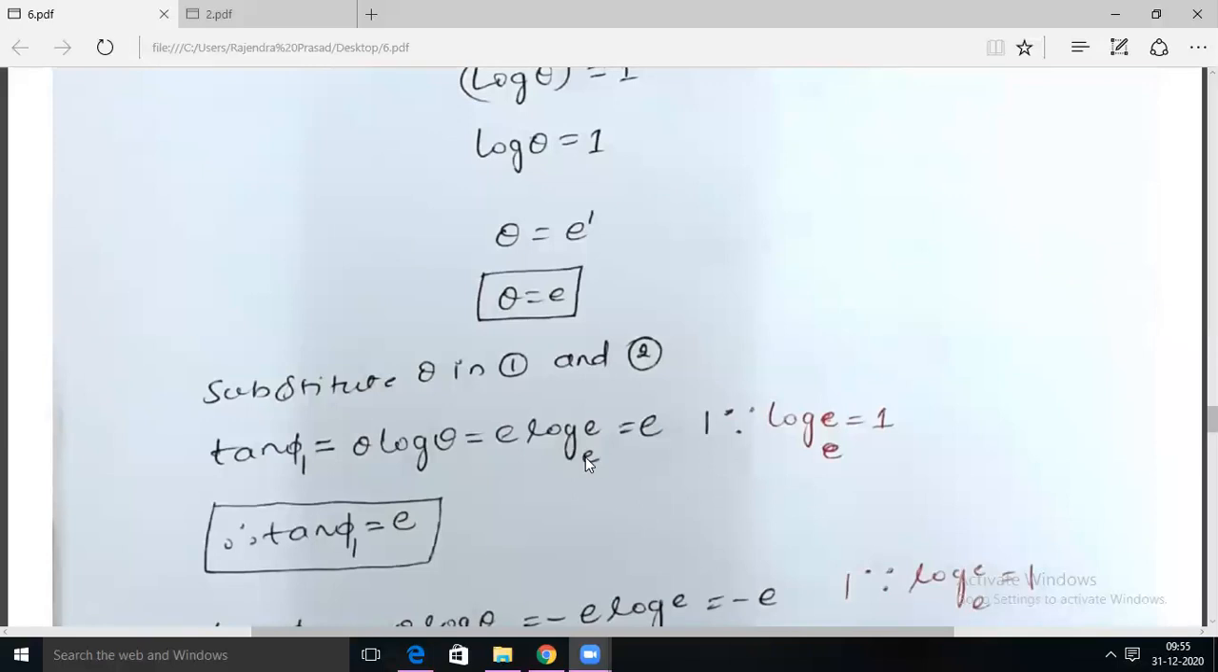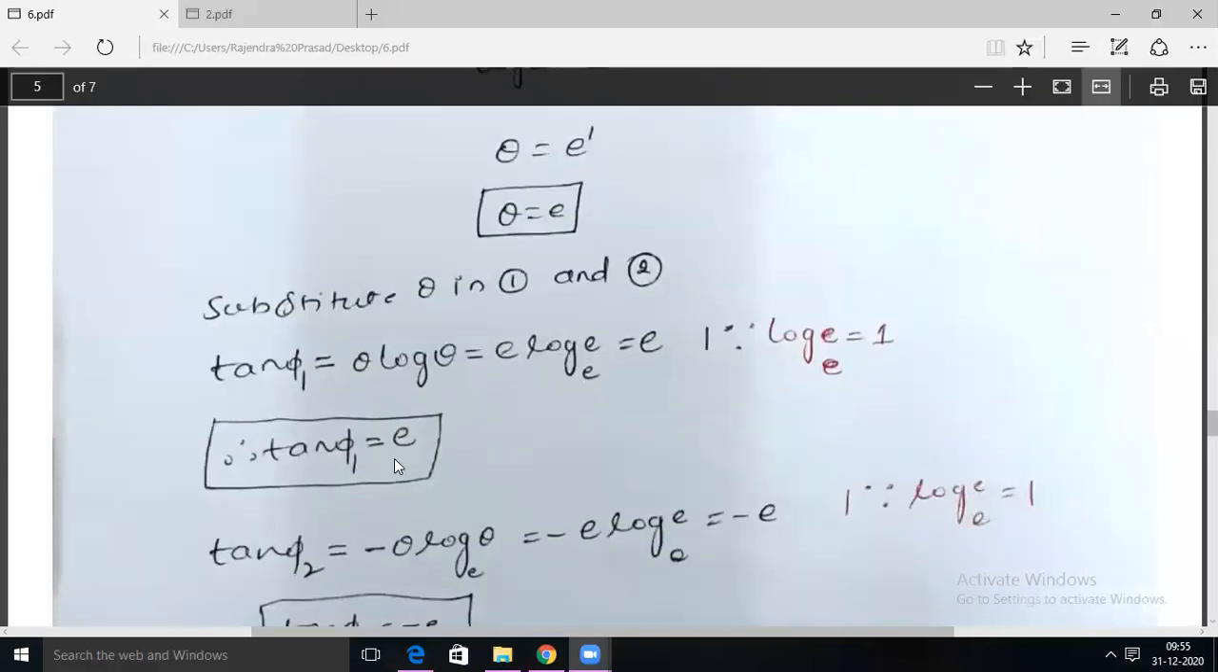So we know that log e base e value is 1. Log e base e value is 1. In place of log e base e we have to substitute 1 into e. So finally we get tan phi 1 is equal to e.